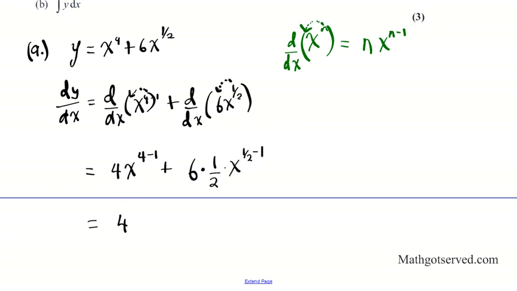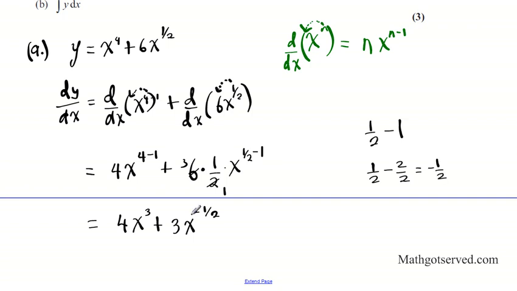We'll have 4x to the power of 4 minus 1, which is 3. Plus, if we reduce this, we just divide by 2. 2 goes into 2 once, and 2 goes into 6 three times. So we have 3x to the 1/2 minus 1, which is negative 1/2. All you do there is find the LCD. You can write this as negative 2 over 2, and when you subtract, we have negative 1 over 2. So that's why the power here is negative 1/2. So dy by dx is 4x to the 3rd plus 3x to the negative 1/2. There goes the answer for part A.